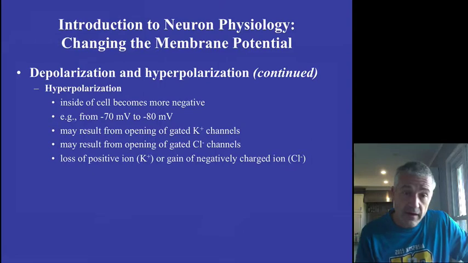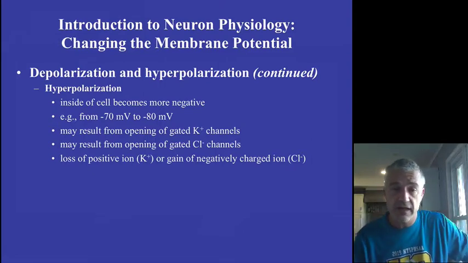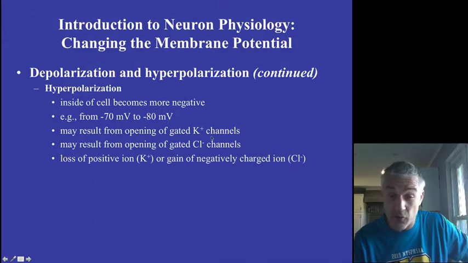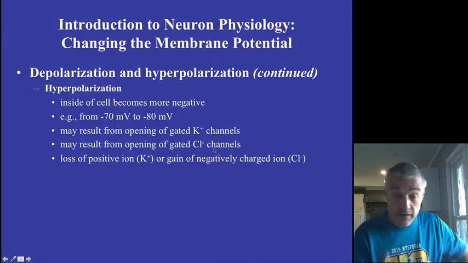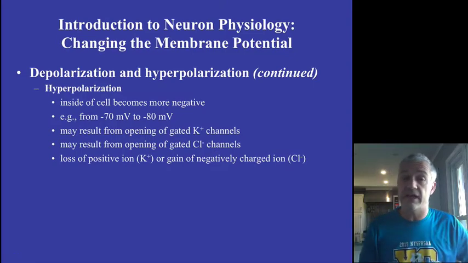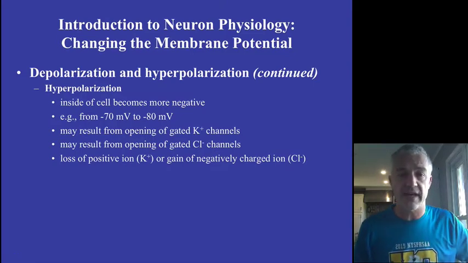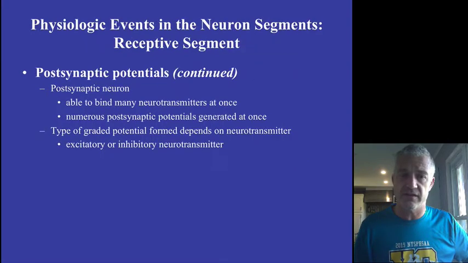But again, with the hyperpolarization, if the inside of the cell becomes more negative, that could mean we open up more potassium channels and let more out, or we open up more chloride ion channels and let more in. Either way, if we get the cell more negative, it's further away from threshold. That is that idea of hyperpolarization. It is going to be inhibitory.